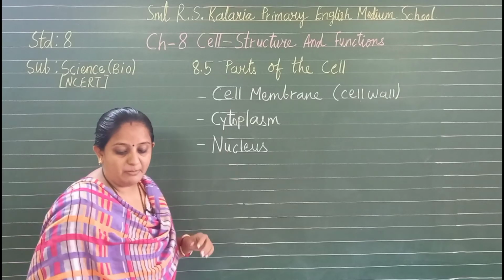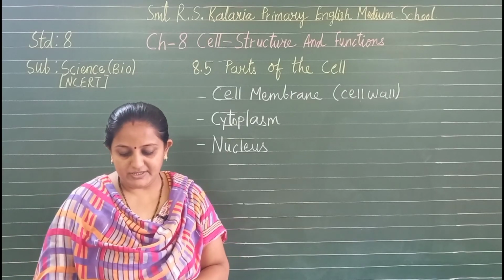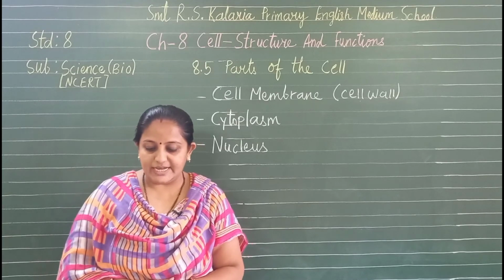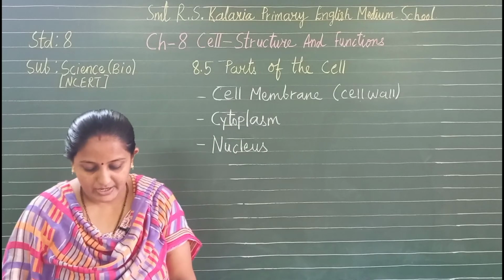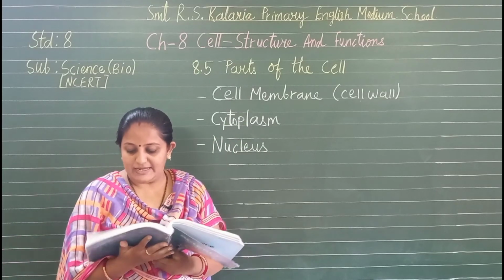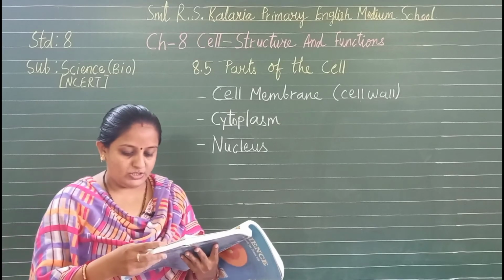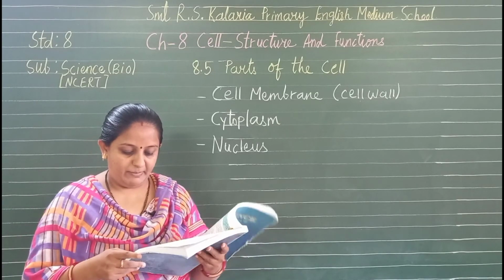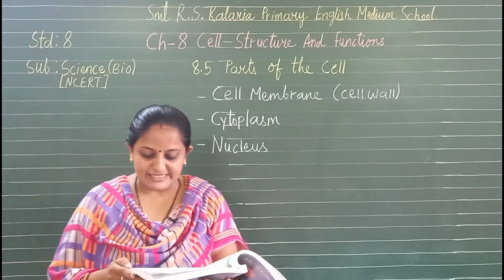Now let us understand about it. The basic components of a cell are the cell membrane, cytoplasm and nucleus. The cytoplasm and nucleus are enclosed within a cell membrane, also called the plasma membrane. Now this is the cytoplasm, which is enclosed within the cell membrane, which is known as the plasma membrane. Now the membrane separates cells from one another.